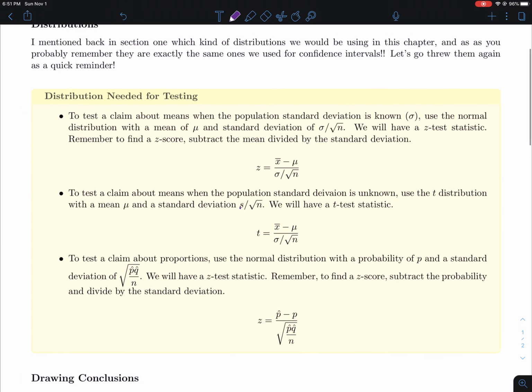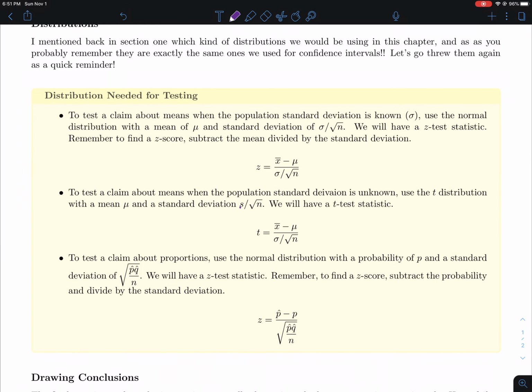For this chapter, the three types of distributions that we're going to be using are, first, claims about a mean when the population standard deviation is known. Hopefully we remember from our study of confidence intervals, this is when we would have used the z-interval as our way to solve that kind of problem. And that's the kind we're going to work on today.